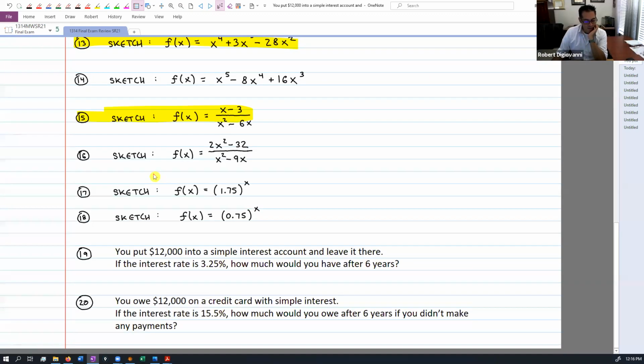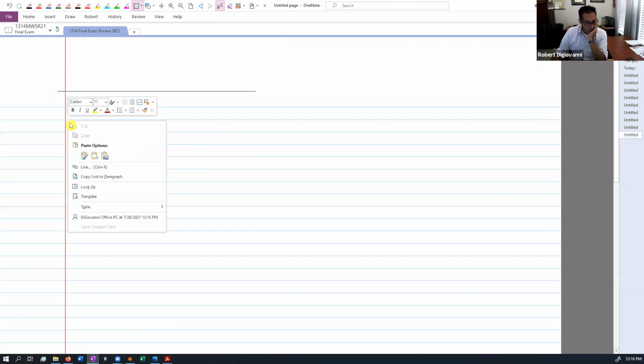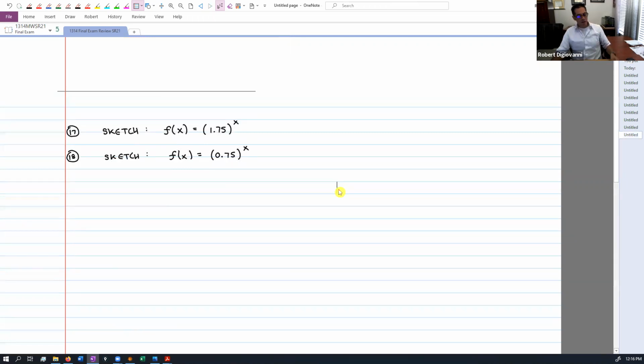Okay, so I'm leaving you number 15 as a practice. 17 and 18, I can do these pretty quickly, so I'll just do them both. To sketch these, the way I said, these are exponential functions. The reason you know they're exponential is because your x is up in the exponent. So to do number 17, what I'm going to do and what I expect you to do on the test is simply make a t-table.